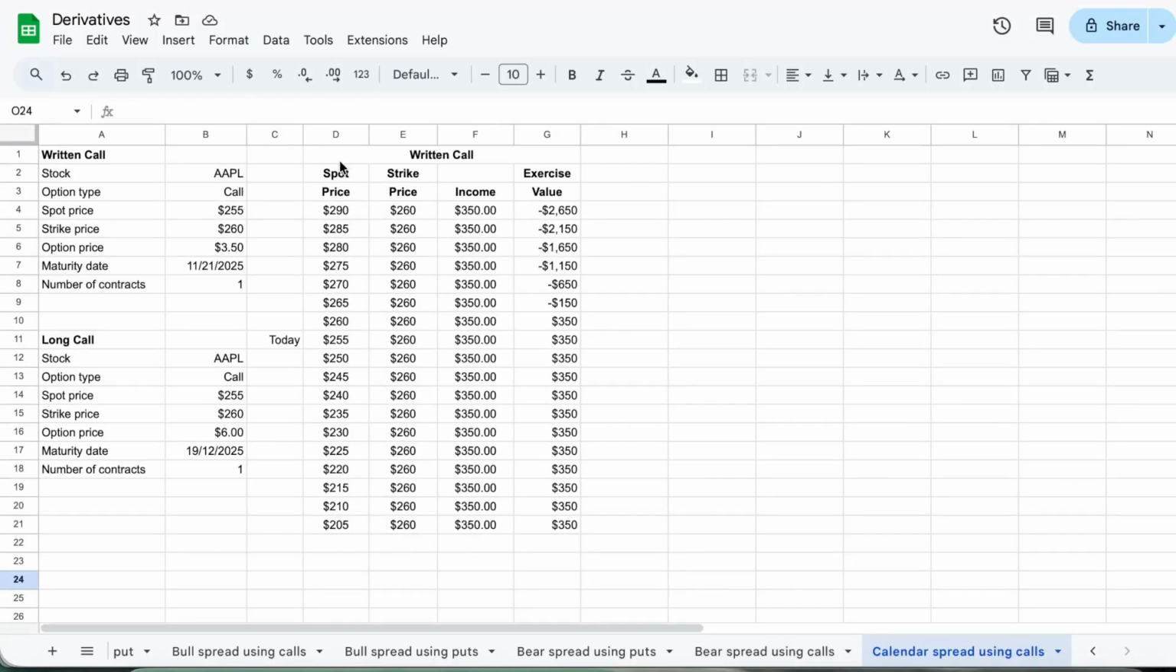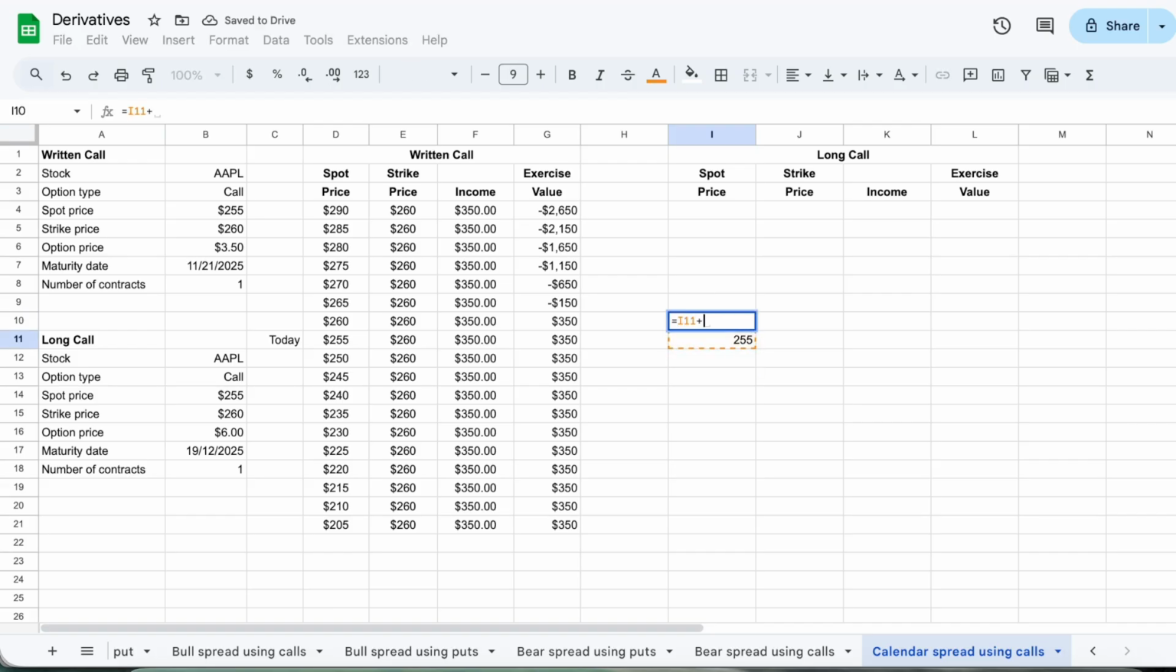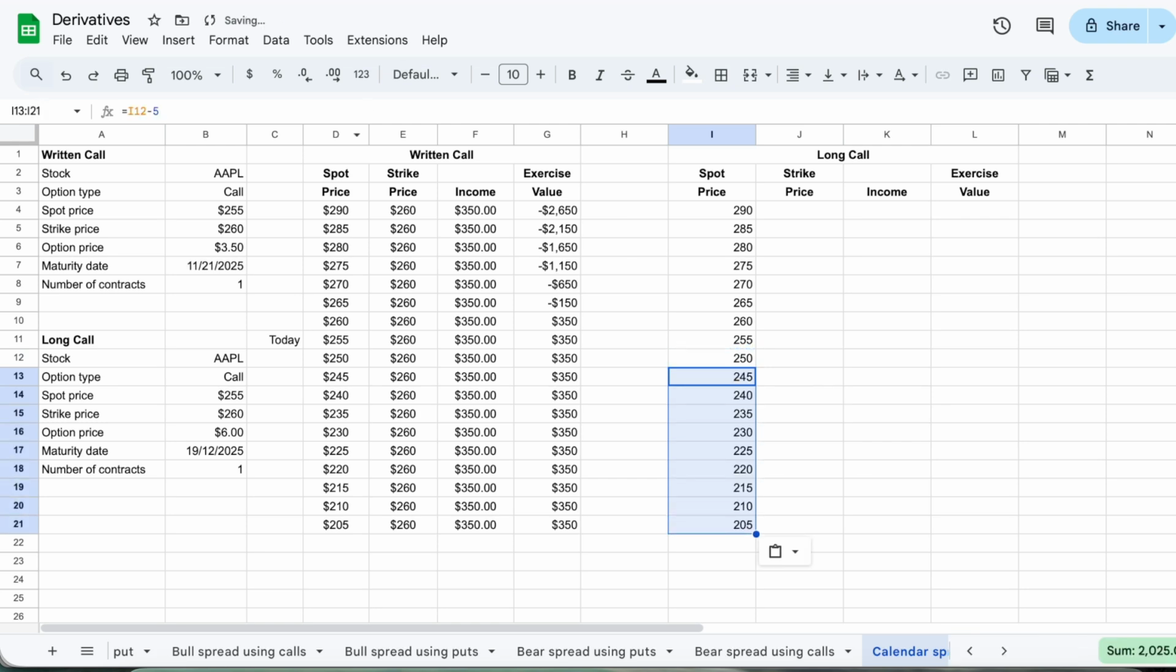Let's create a scenario analysis for the long call option. This long call option has a longer term maturity. When the shorter term written call option expires, this longer term long call option will still have time to expiration. We calculate the exercise value. However, it is irrelevant for our purposes today. What we need is the value of this long call option at the time when the written call option expires.